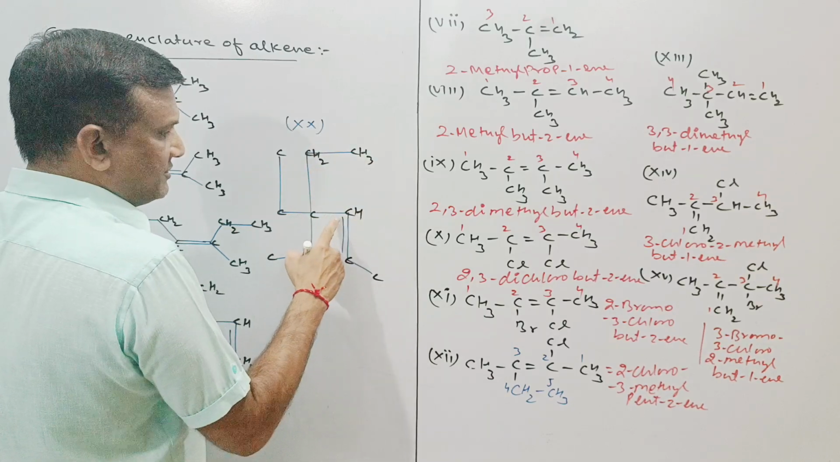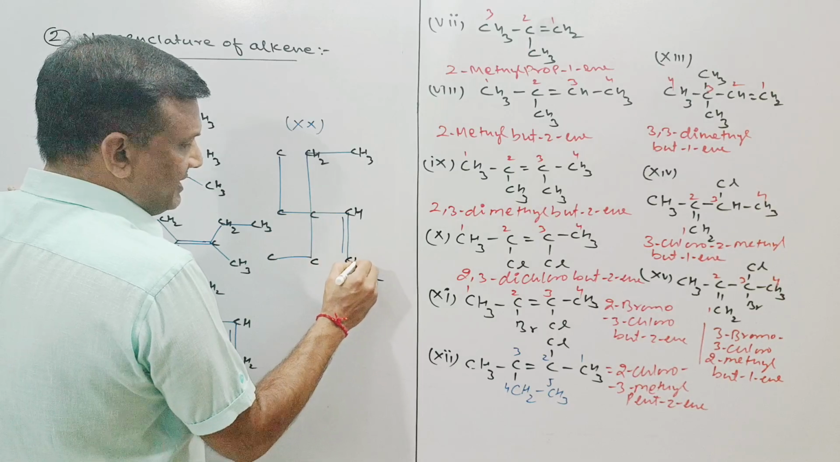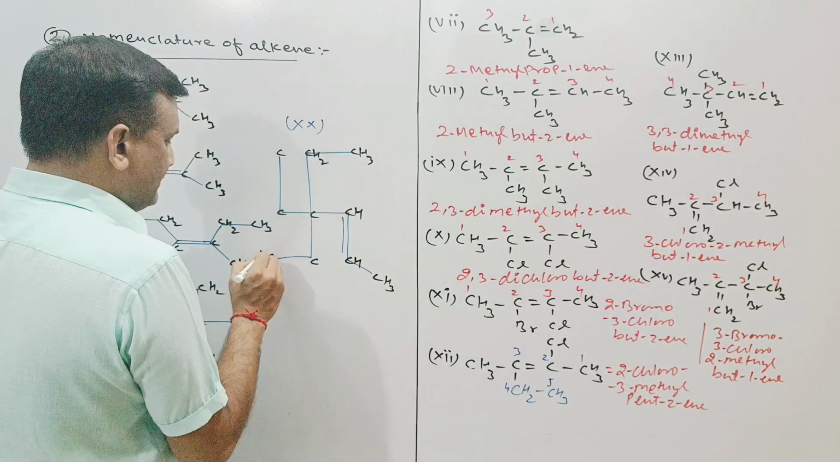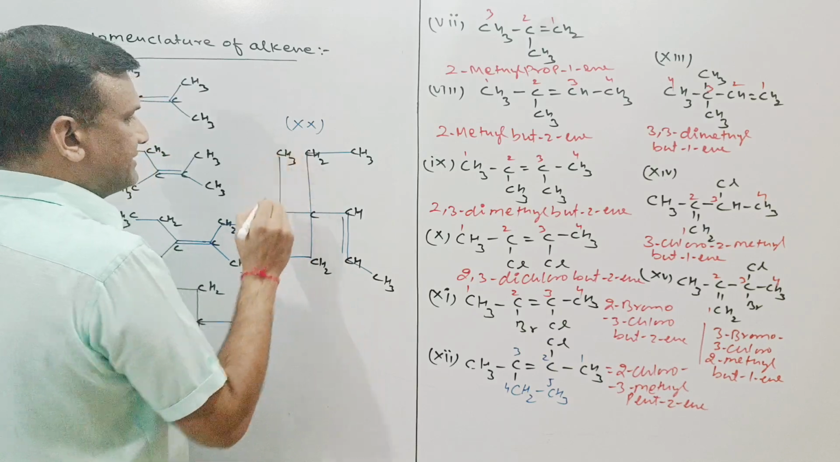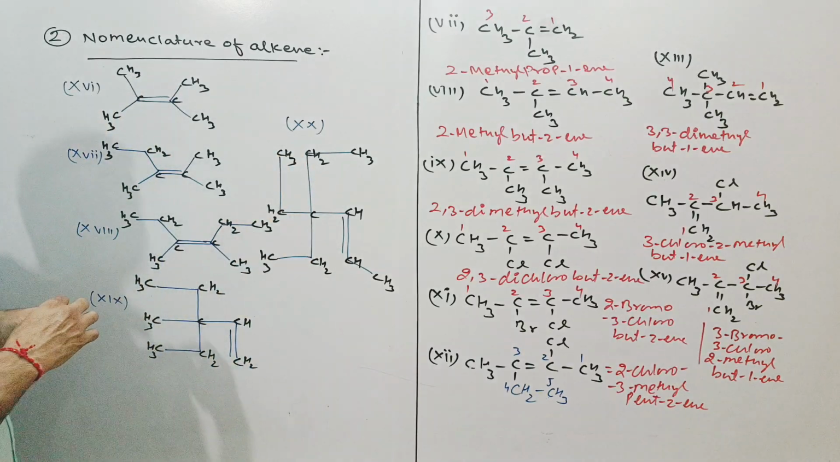This is your H because 3 valence is already complete. H and this is the CH3. This is the CH3, CH2, CH2 and CH3. Now I would like to go with the nomenclature.